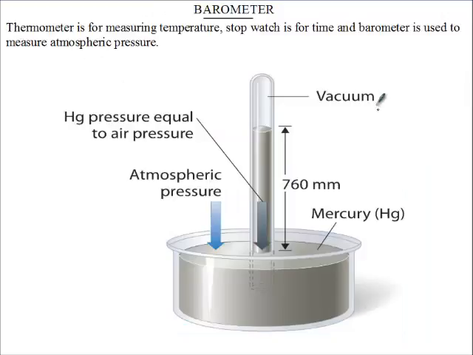Next is the instrument used to measure pressure. When I want to measure temperature, I'll go for the thermometer. When I want to measure time, I'll go for the stopwatch. Now, when I want to measure atmospheric pressure, I wouldn't go for any of those two I've mentioned earlier, but I'll go for this instrument called the barometer. The barometer is the instrument used to measure pressure.